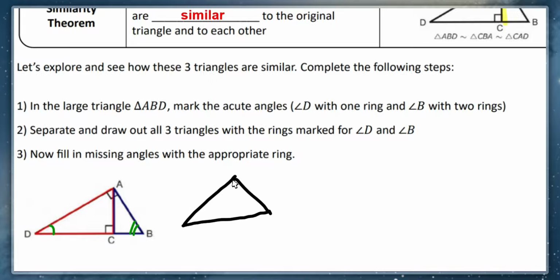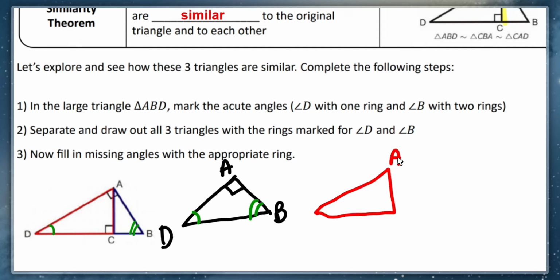Here's going to be the large triangle, which we'll have in black here. This is triangle A, B, D. And whenever we separate out these triangles, let's go ahead and mark the rings that we've already marked in the picture. Angle D had 1 ring, and angle B had 2 rings. Next, we're going to draw out the triangle in red. So here we have triangle now ACD, and our right angle is at angle C. And then again, angle D is also part of the right triangle that's in red, so this has 1 ring.